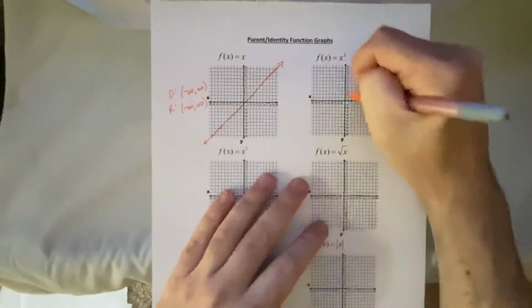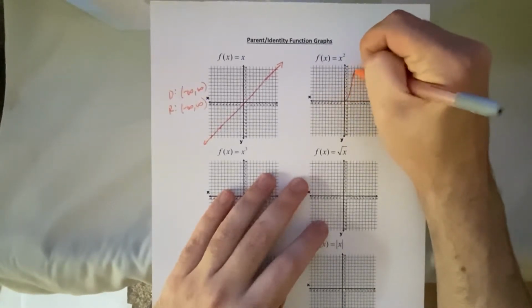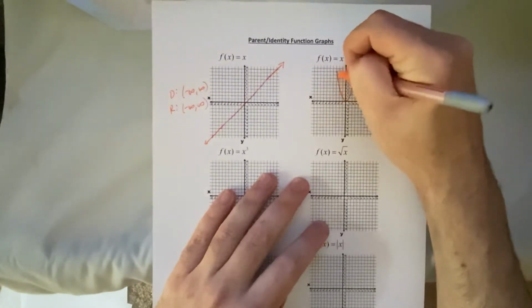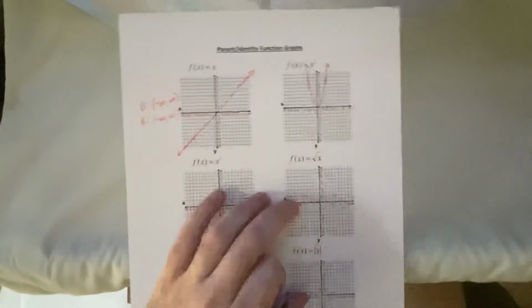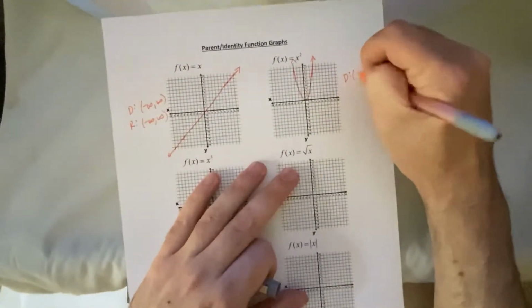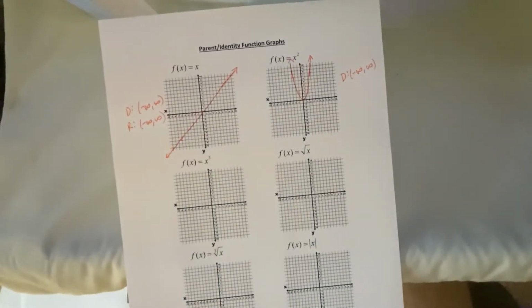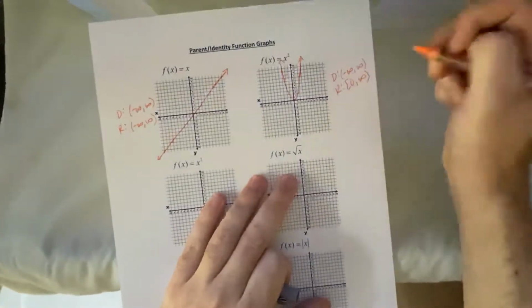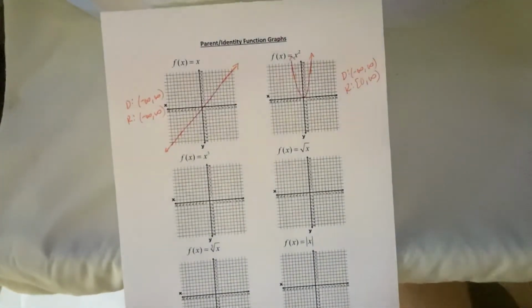What about f of x equals x squared? This is our parabola. The thing about our parabola is it still has a domain of negative infinity to infinity. Any x value can go in, but our range, our outputs, are from 0 to infinity. You only get non-negative numbers when you square.